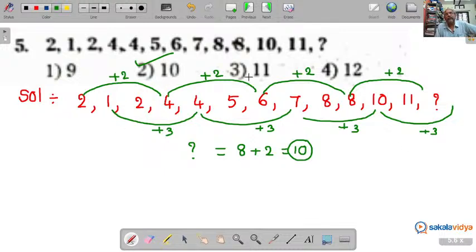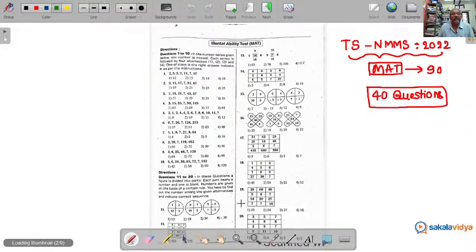2 plus 2 is 4, 4 plus 2 is 6, 6 plus 2 is 8, 8 plus 2 is 10. So our answer is 10. Second option is the right option. Okay, let us move to the sixth question now. Sixth question.